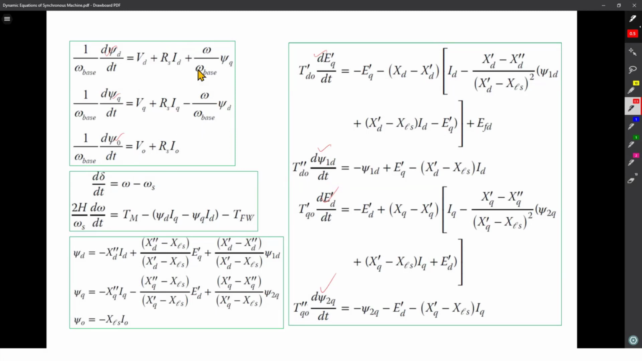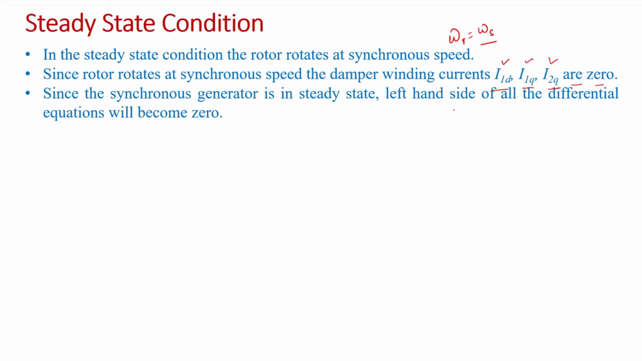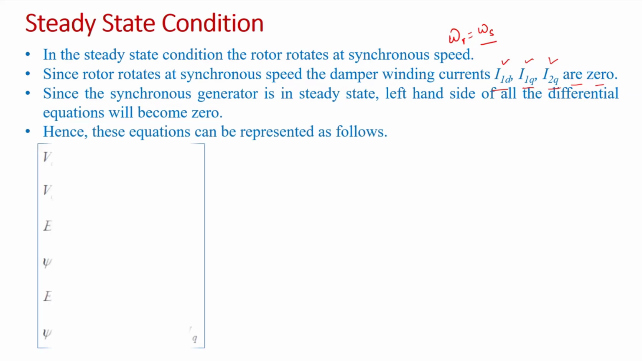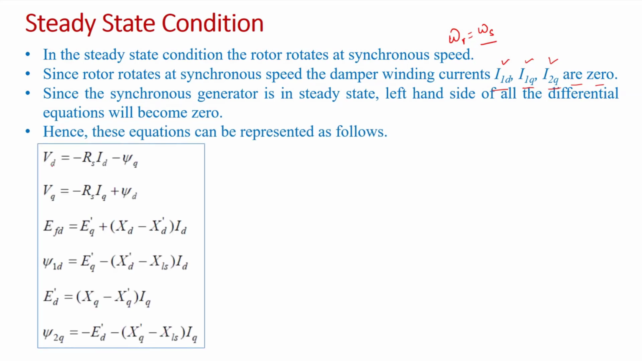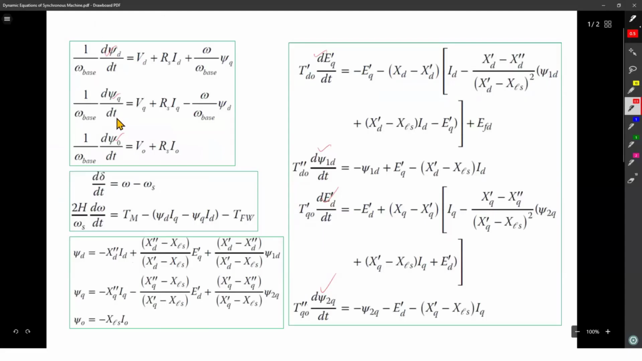Under steady state, they all become zero on the left hand side, and considering the right hand side equations, we'll find some relationship between them. Hence these equations can be represented as follows. From those equations, we can derive from the terminal conditions. This equation will completely become zero because IO under steady state condition is zero, and VO is zero. Under steady state balanced condition, the zero axis components will all be zero.